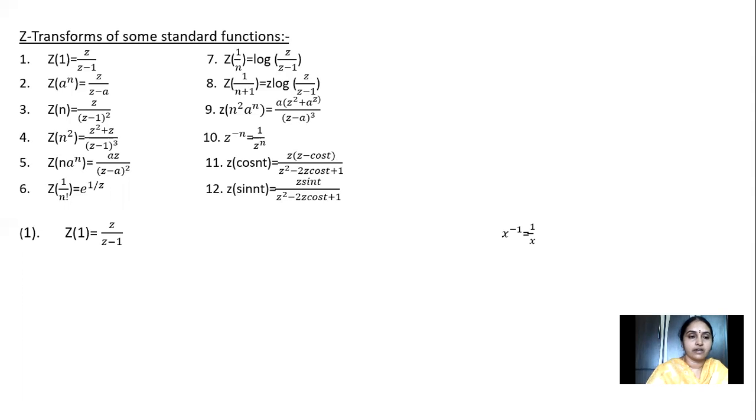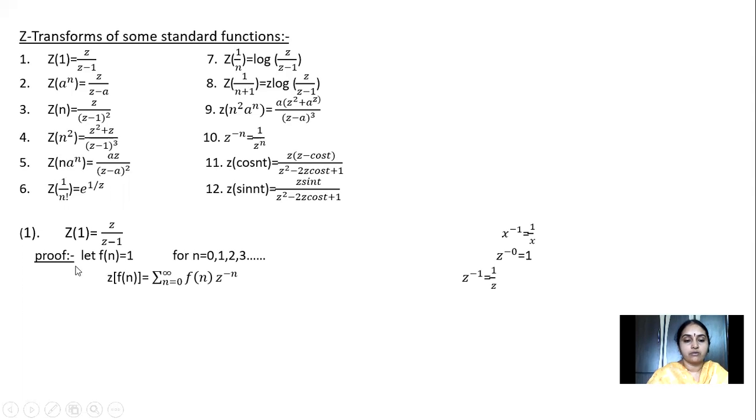First one, z of 1 equals z by z minus 1. You know the formula for z of f of n: sigma n equal to 0 to infinity f of n z power minus n. You know that z power minus 1 equals 1 by z, and z power 0 equals 1. Now you are finding z of 1. That means you put 1 in place of f of n and expand the sigma. Put n equal to 0. Anything power 0 is 1.